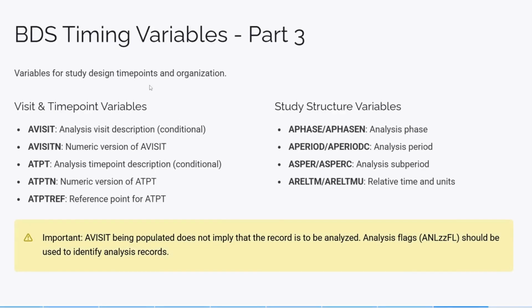Okay, so the variables for the study design time points and organizations: analysis visit, analysis visit description, the numeric version of the analysis visit, an analysis time point description, an analysis time point in numeric format, and the reference point for the ATPT. And they are related to the phase and the period: APHASE, analysis phase, APERIOD, analysis period, ASPER, analysis sub period, and relative time and units. So analysis visit being populated does not imply that the record is to be analyzed. The analysis flag should be used to identify the analysis records.